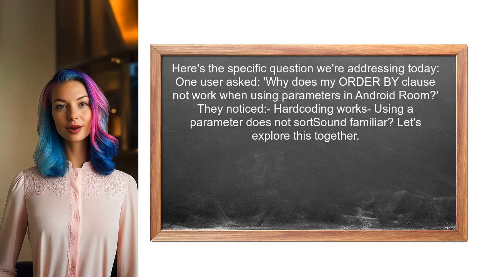Here's the specific question we're addressing today. One user asked, "Why does my order by clause not work when using parameters in Android Room?" They noticed that while hard-coding the column name works perfectly, using a parameter does not sort the results at all. Sound familiar? Let's explore this together.